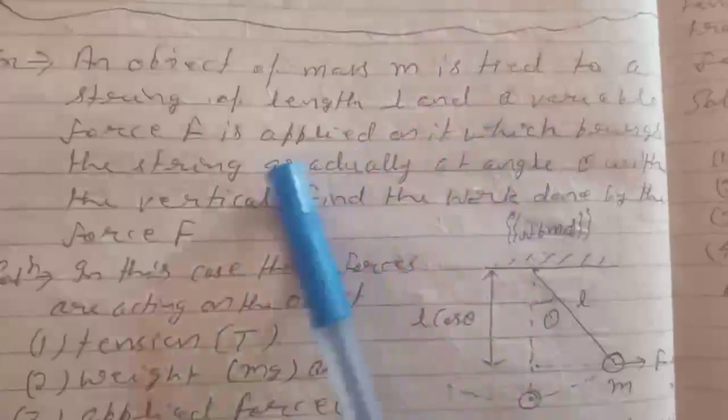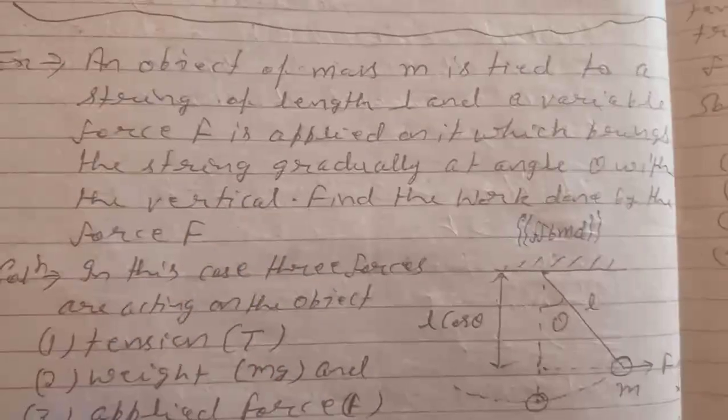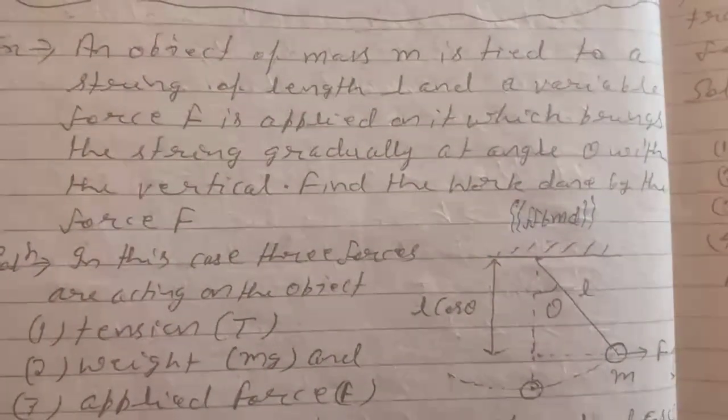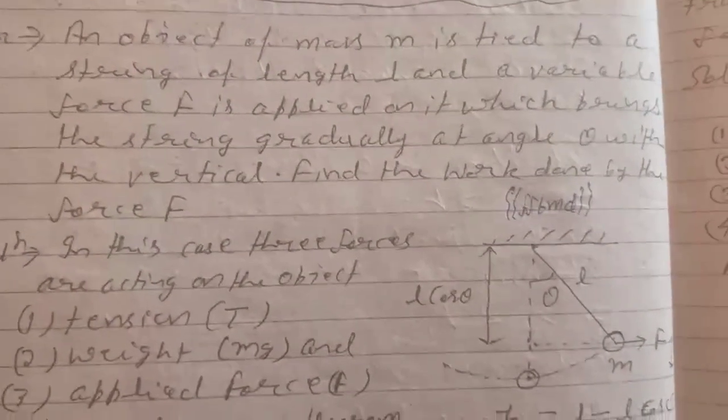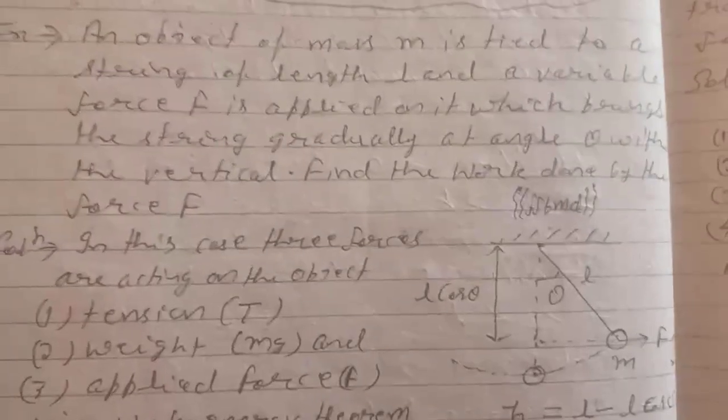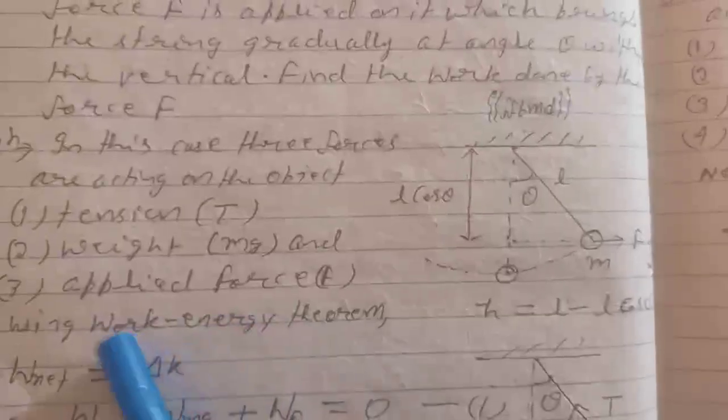An object of mass m is tied to a string of length L and a variable force F is applied on it, which brings the string gradually to an angle theta with the vertical. Find the work done by the force F. Here a force is applied in the horizontal direction. In this case, three forces are acting on the object: tension T, weight mg, and applied force F.